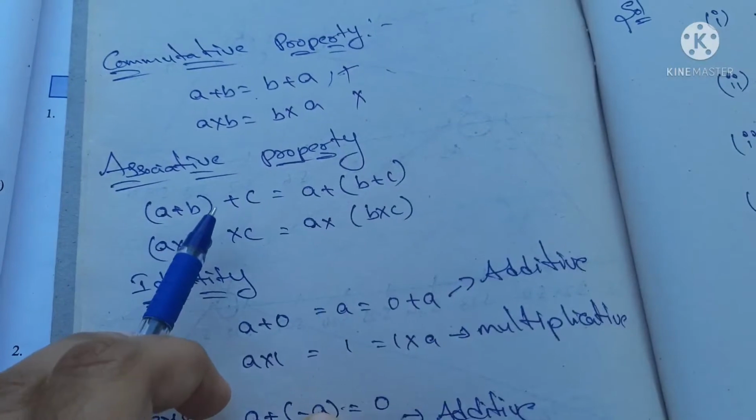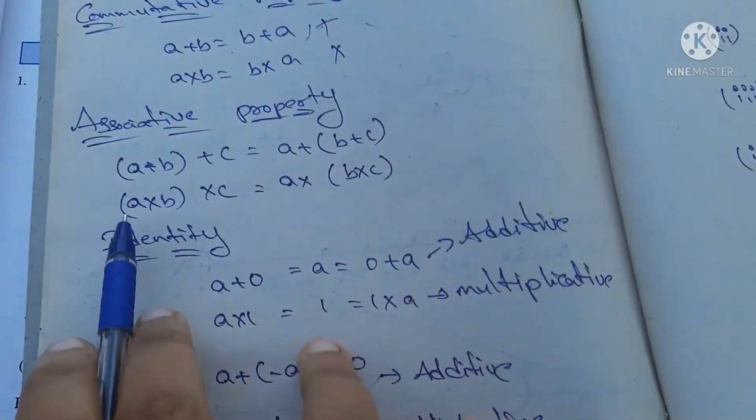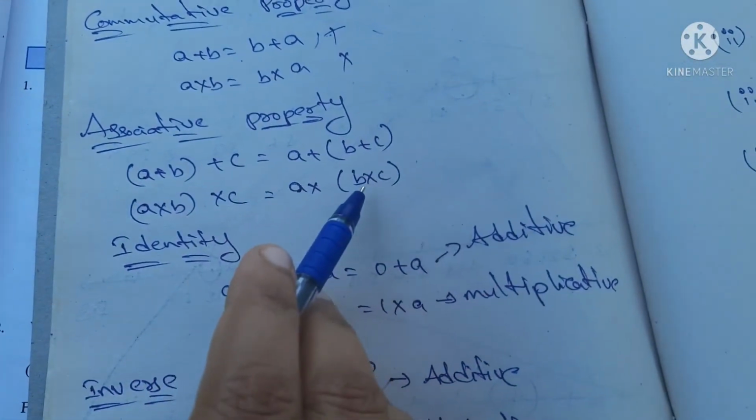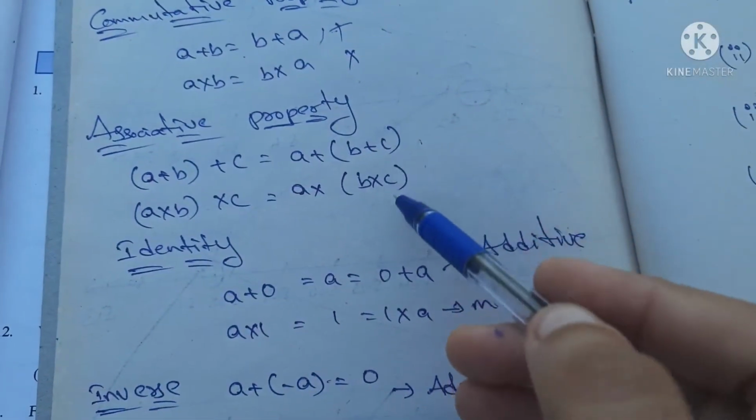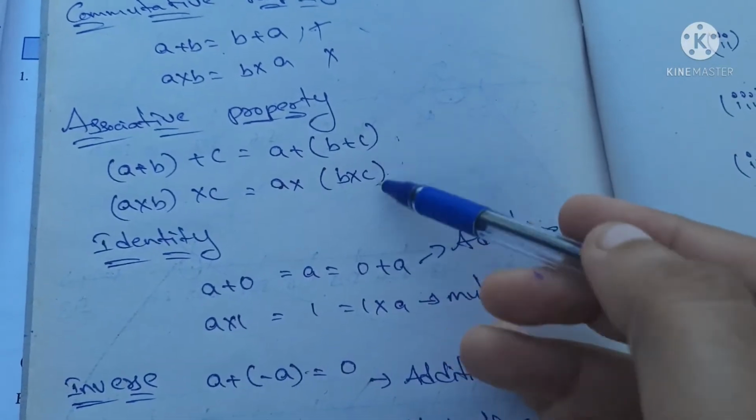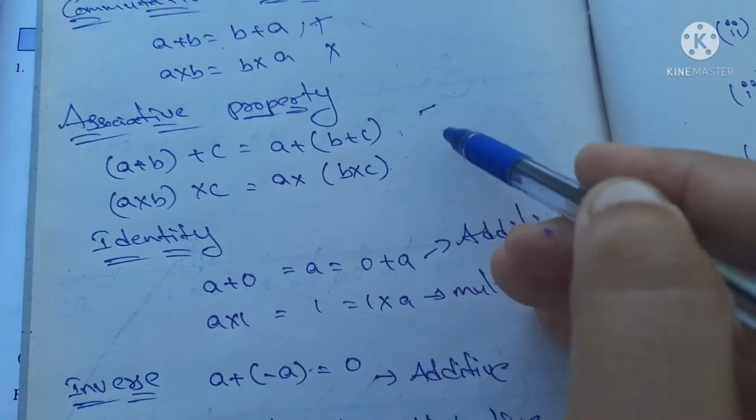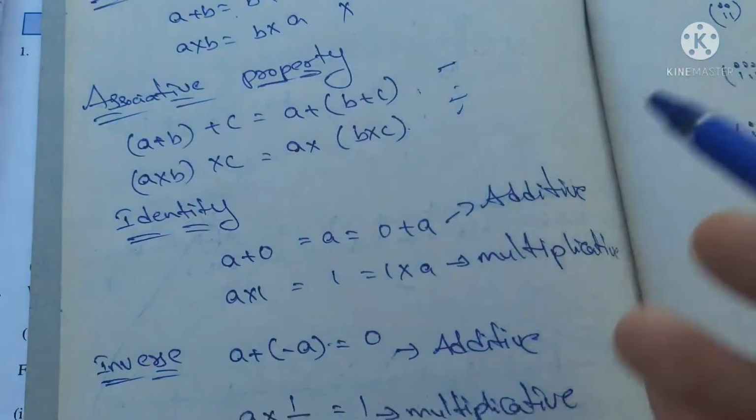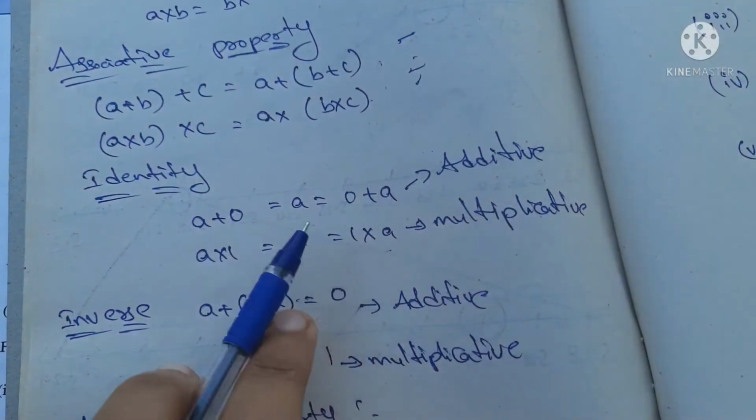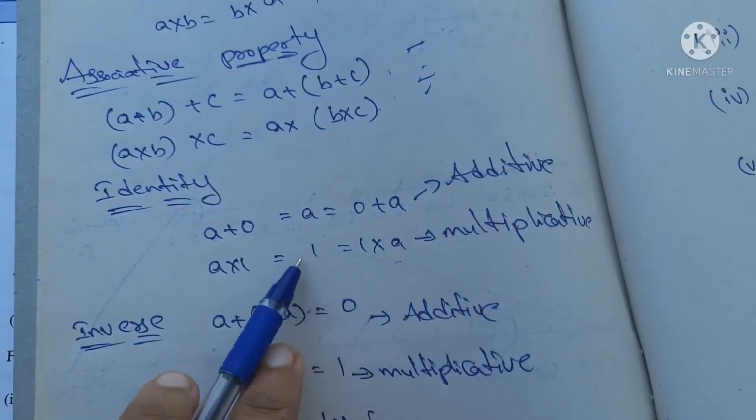a plus b plus c equals a plus b plus c, and next one, a into b into c equals a into b into c. Okay, associative property also satisfies under addition and under multiplication. So associative property does not satisfy on rational numbers under subtraction and under division. Okay, next, identity, additive identity and multiplicative identity. So additive identity is 0 and multiplicative identity is 1.